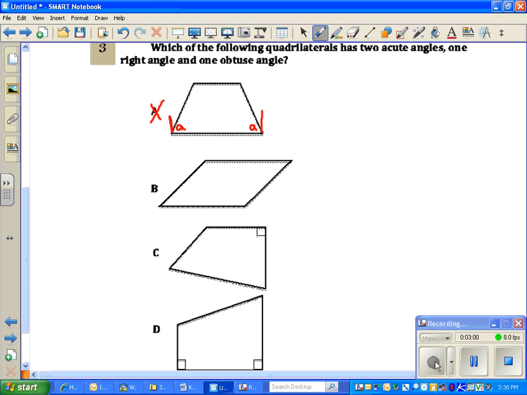B doesn't have any right angles. I'm going to cross B out. I look at C. I see there is a right angle in C, and I see here's the right angle. In letter D, there are 2 right angles. But the question said it needs to have 1 right angle. So it should be C, but let me make sure it has those other angles as well. 2 acute angles. Let's see. Here's my right angle. There's an acute angle. Here's a right angle. That means this is an acute angle. Here's a right angle. That means this is an obtuse angle. So I have 2 acute angles, 1 obtuse angle, and 1 right angle, just like the question asked. So my answer choice is letter C.